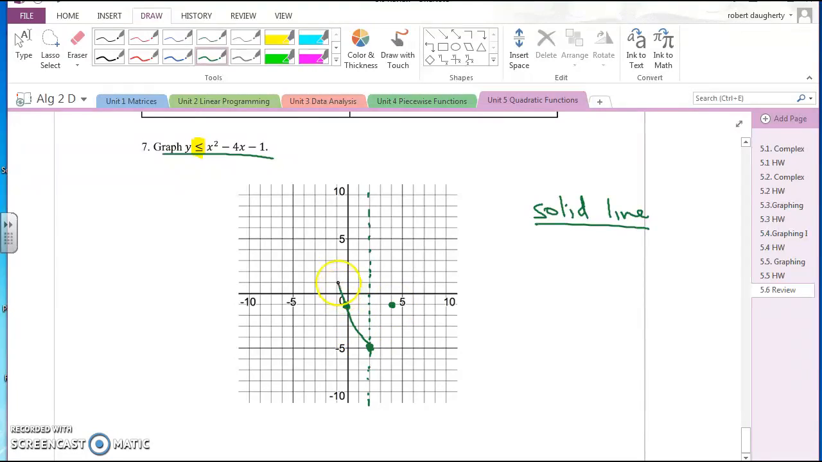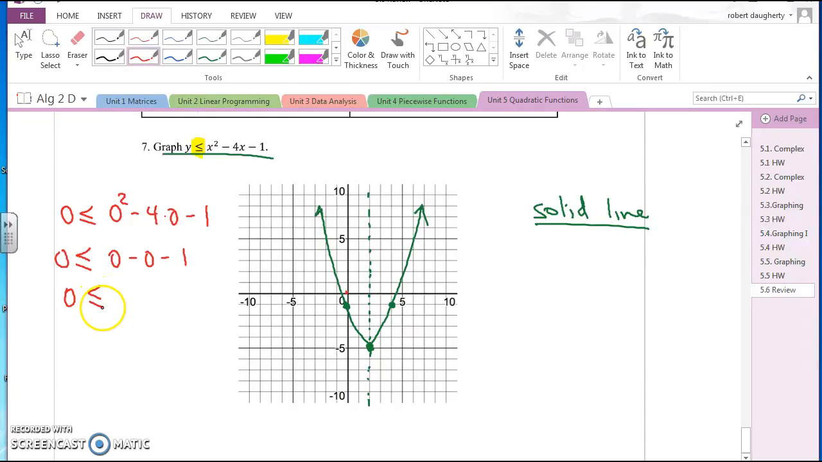And we talked about this being a solid, not a line, but curve. So it's solid. I just need to test. So I'm going to test the origin, which is 0, 0, and see if that makes a true statement. So is 0 less than or equal to 0 squared minus 4 times 0 minus 1? Is 0 less than or equal to 0 minus 0 minus 1? Is 0 less than or equal to negative 1?